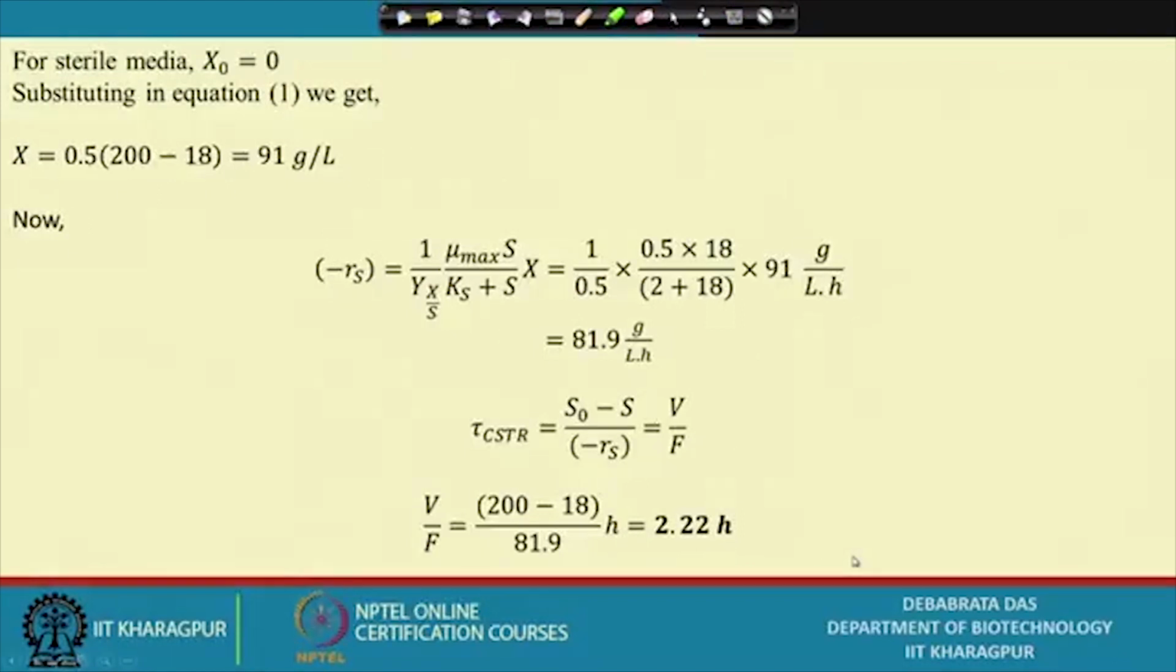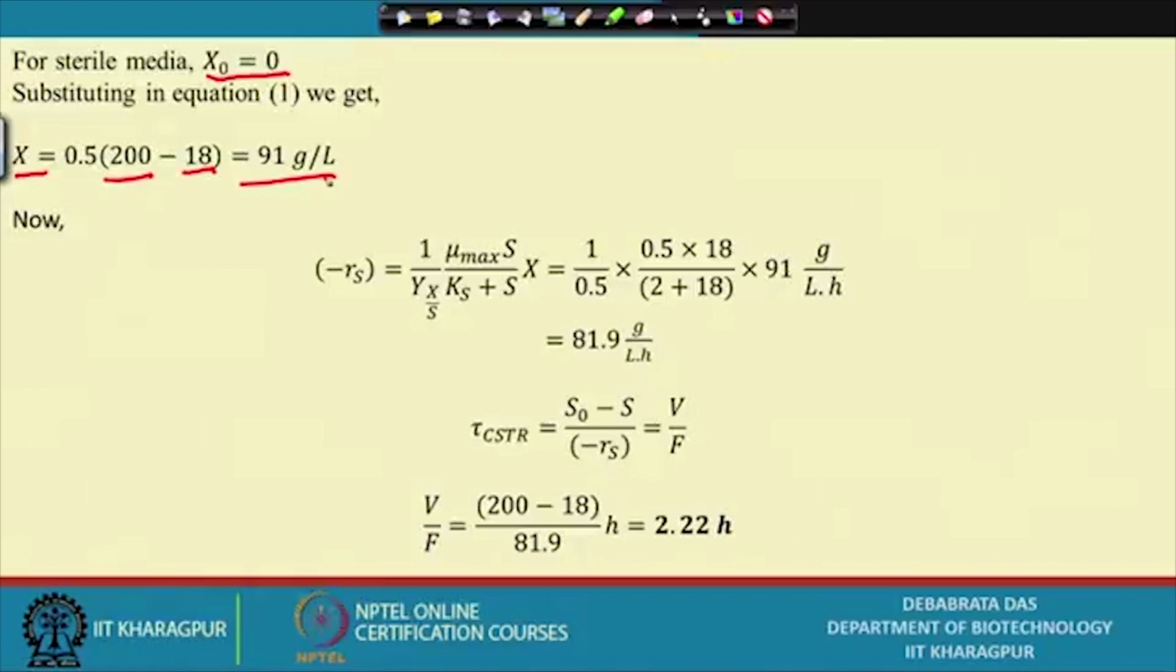Then if you come to this equation, we find that in the sterile feed, x0 is equal to 0. By substituting, the initial substrate concentration was 200 grams per liter, and the final substrate concentration was the steady state substrate concentration, 18 grams per liter. So the x value will be Yx/s into 200 minus 18, which is 91 grams per liter.